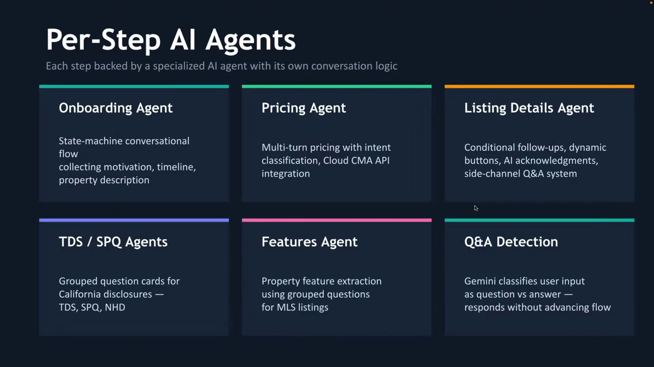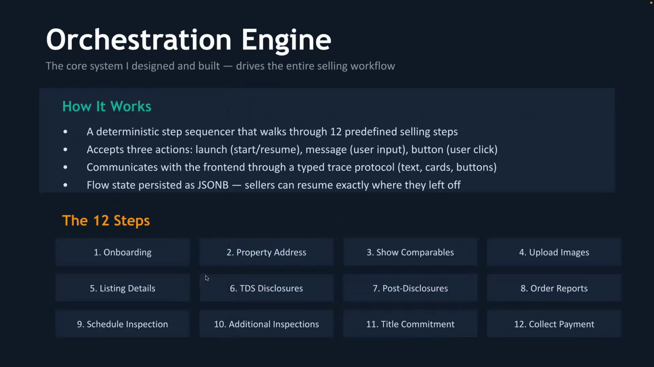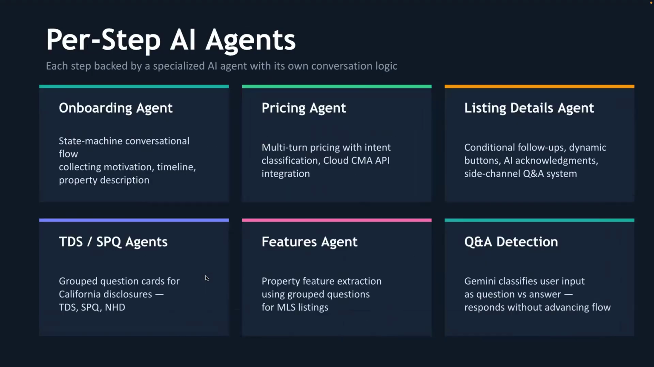These are hard coded steps, and each of these steps has an agent, or multiple agents, sitting under it that coordinate and do what is expected of them. For example, there's an onboarding agent that is used to identify the tone of the seller, how quickly he wants to sell his house, and what his property details are. Just the warm welcoming system is taken care of by the onboarding agent.